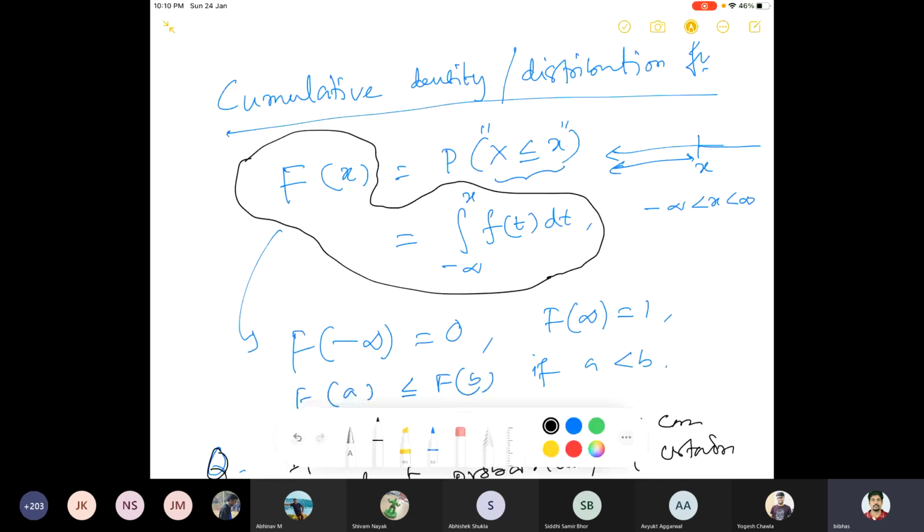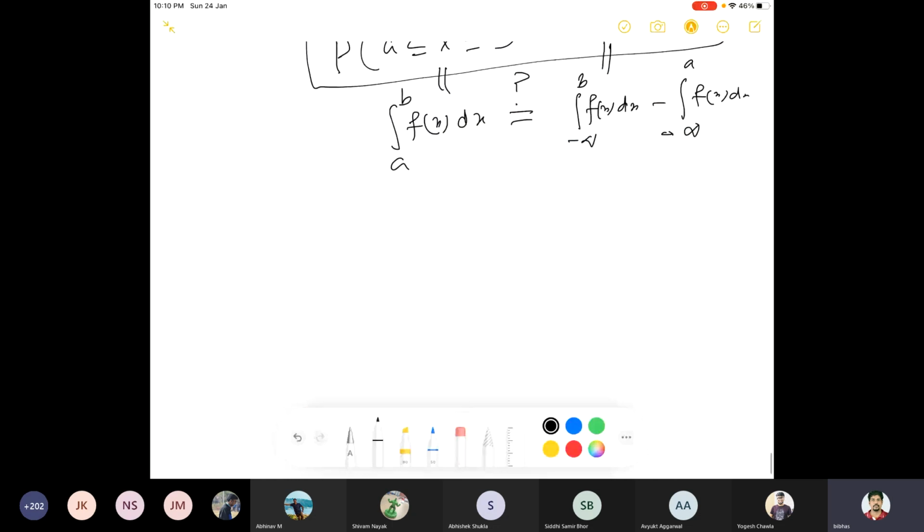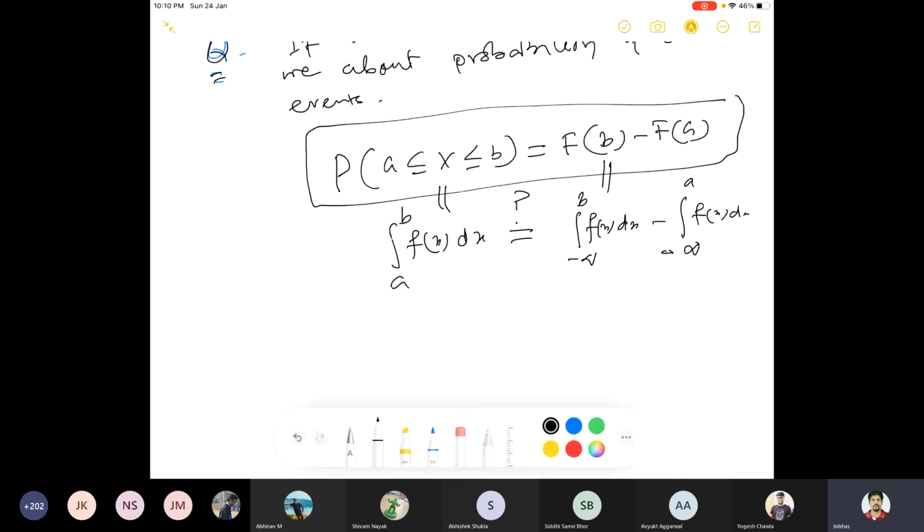So capital F, the cumulative distribution function, is defined in terms of the PDF. Now my question is, can the PDF be defined in terms of the cumulative distribution function? Sir, it's the slope. So if this is the integration, then small f will be the derivative of capital F, if the derivative exists, of course. So this is our first observation, and the second observation.